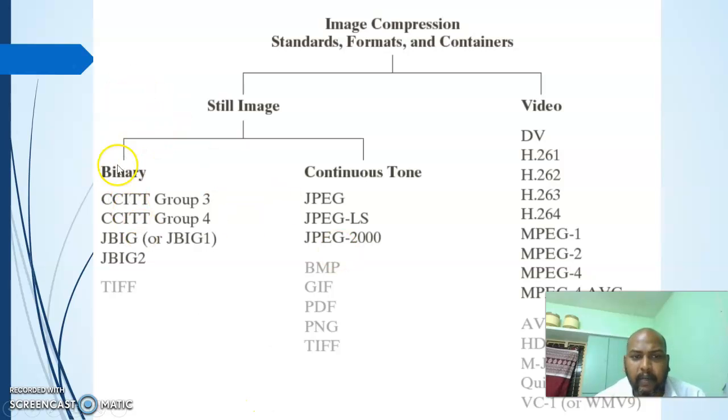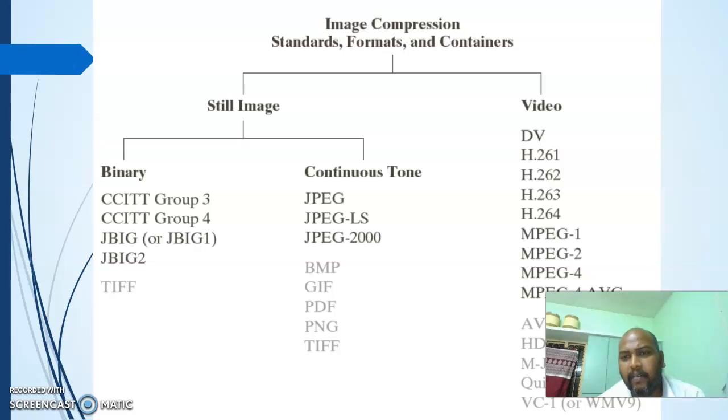When we are talking about binary, the compression is carried out directly on the spatial information of the image, whereas in continuous tone it works on the transformed image. That is, the image is transformed, and then on the frequency domain image we carry out the compression coding. So these are the two different classifications in still images.